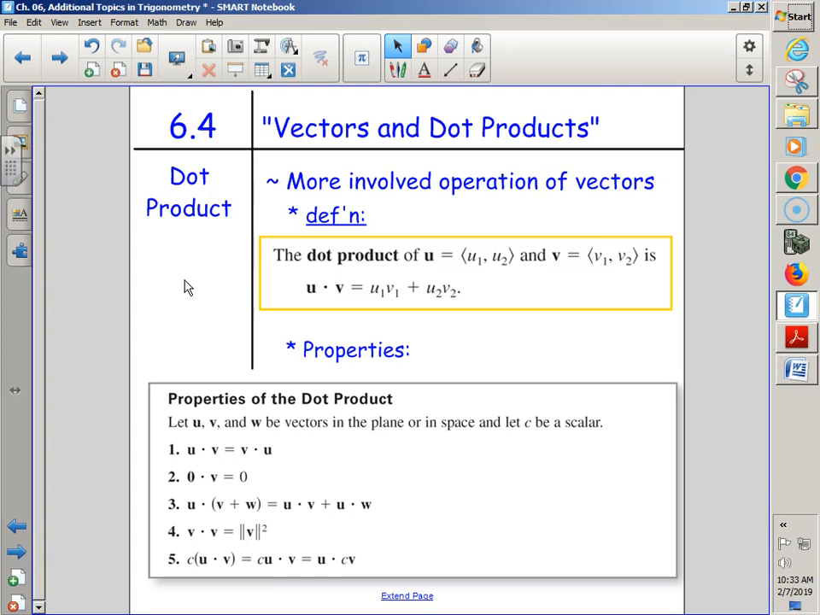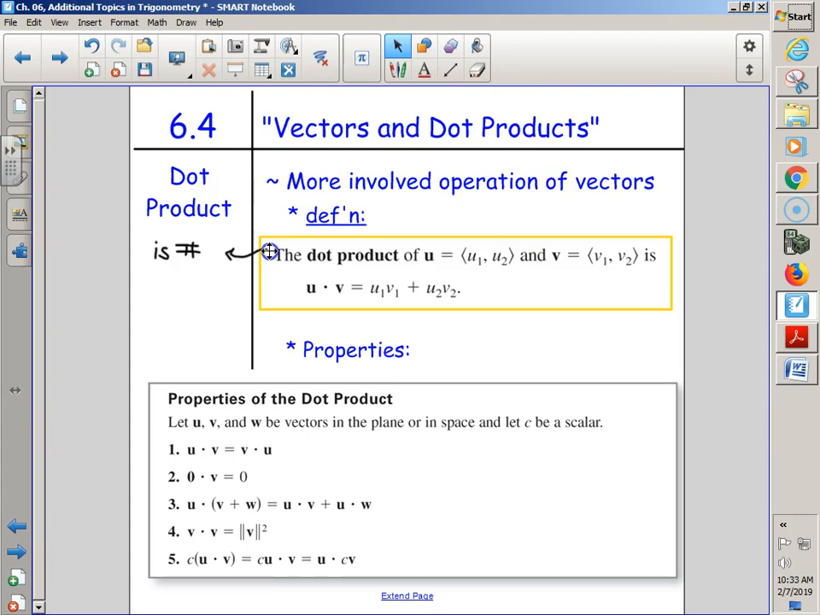The big thing in section 6.4, the biggest thing, is this one formula. Really, I'm not kidding. This one formula. And something to know about it is that the dot product equals just a number. When you add vectors, you get a vector. When you multiply a vector by a constant, you get a vector. But when you multiply vectors, you actually get a number.